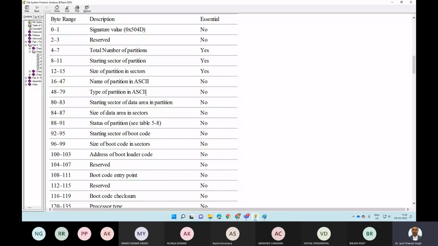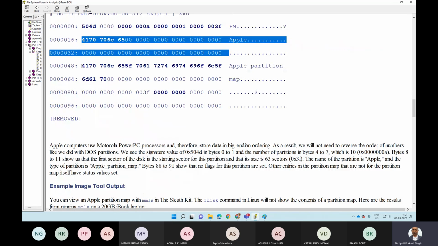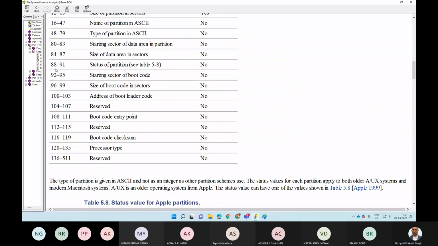Then type of partition in ASCII again. After that 48 to 79, so from here to here, what kind of partition this is. So if it is an Apple partition, Mac drive partition, whatever you write now, that they will write in ASCII format totally. Then 80 to 83, starting sector of data area in partition.